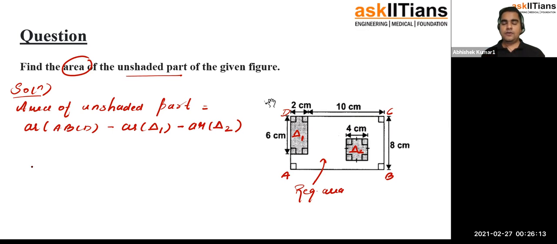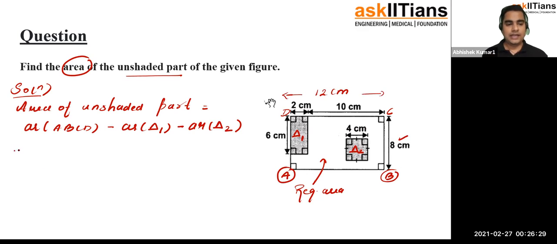If I talk about this rectangle that is ABCD, we need to know the length and breadth. So breadth we already know, which is 10 centimeter. So what will be the length? Length will be equal to 10 plus 2, which is equal to 12 centimeter, right?